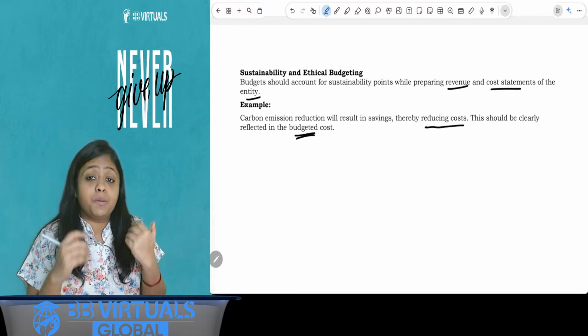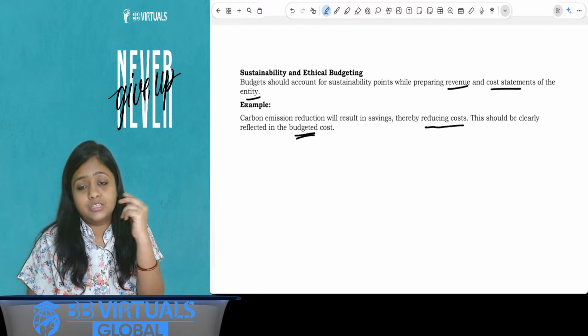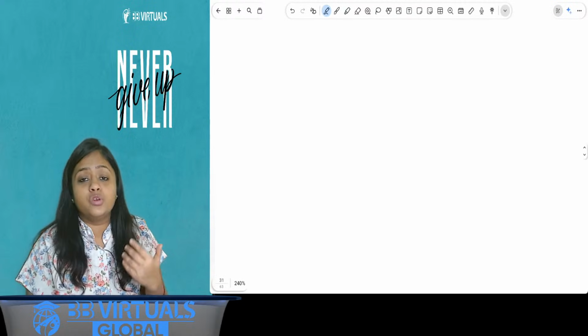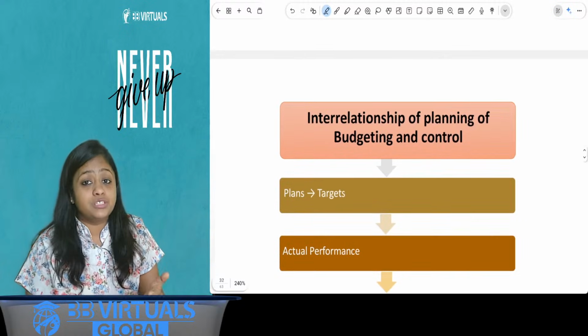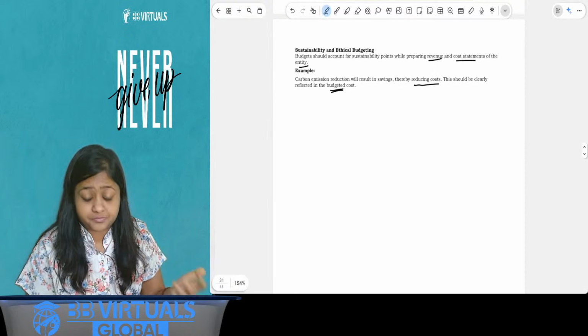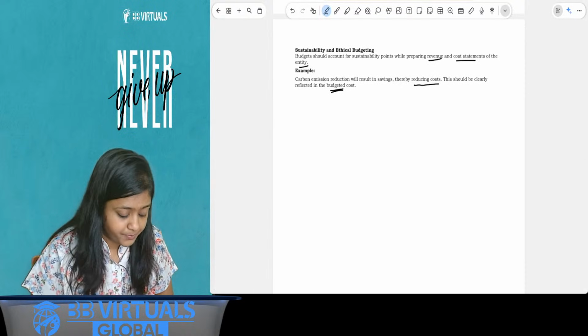That means while we prepare the budget, we can have a subpart, some categorization, showing the savings that are made. And that is going to improve the public image. So overall, it's a very good thing for the entity to ensure that these budgets are prepared, and sustainability is a part of your budget preparation process.